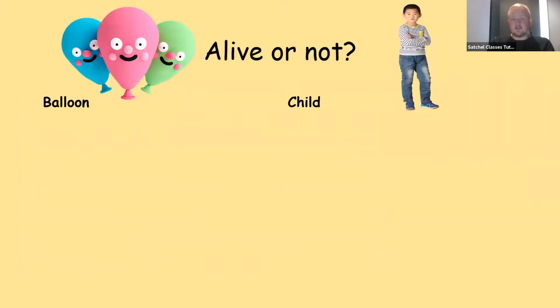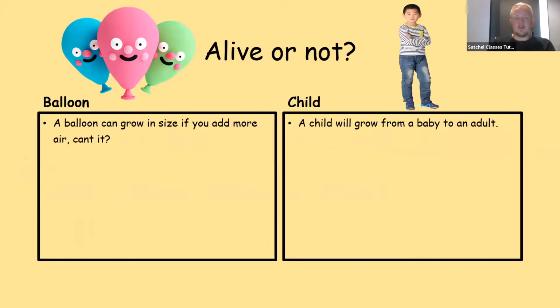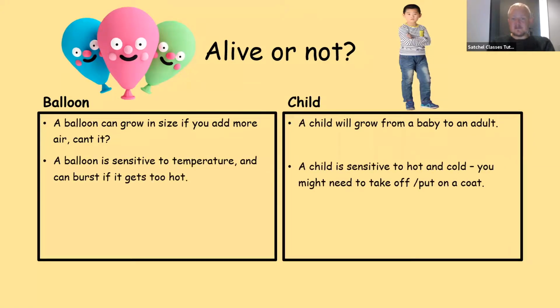Question: is it alive or not? Now, most of us are going to be looking at this and going, well, obviously, sir, a balloon is not alive, whereas a child is. It's straightforward enough. But what criteria do we base that judgment on when it's not as clear-cut as that? A balloon can grow in size if you add more air, can't it? A child will grow from a baby to an adult throughout their life. A balloon's sensitive to temperature. It can burst if it gets too hot.